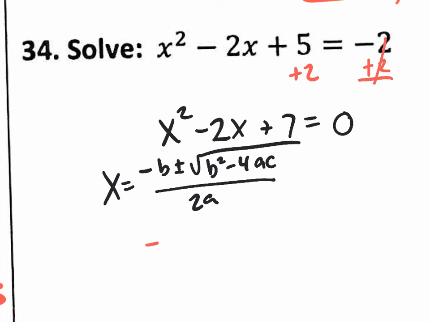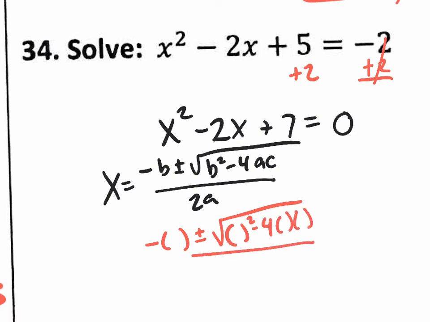And when you use this formula, please use parentheses to replace your b's, a's, and c's. So you have b squared minus 4 times a times c, all divided by 2 times a. And of course, the a value is 1, the b value is negative 2, and the c value is 7. So the b value of negative 2 goes right there and right here. The a value of 1 goes up here and down there. And the c value of 7 goes right there at the end.